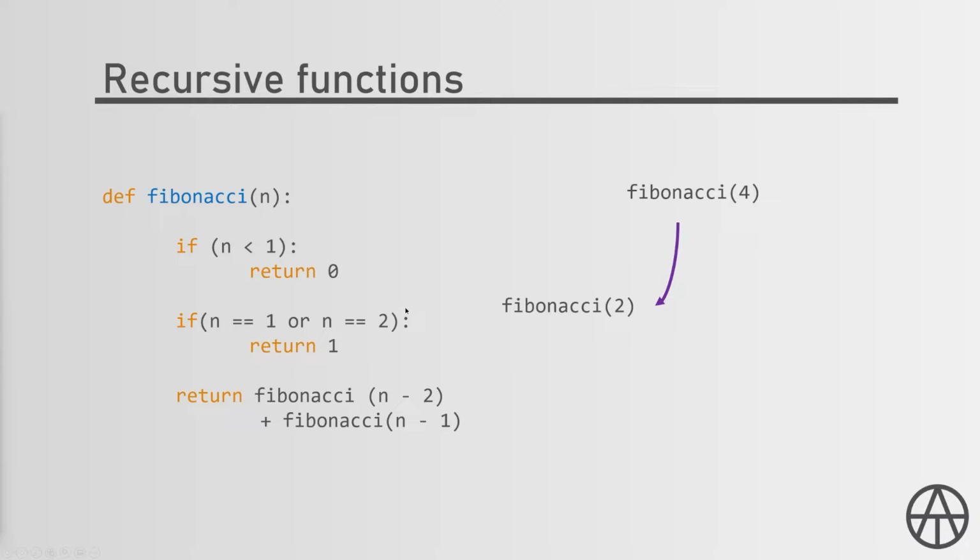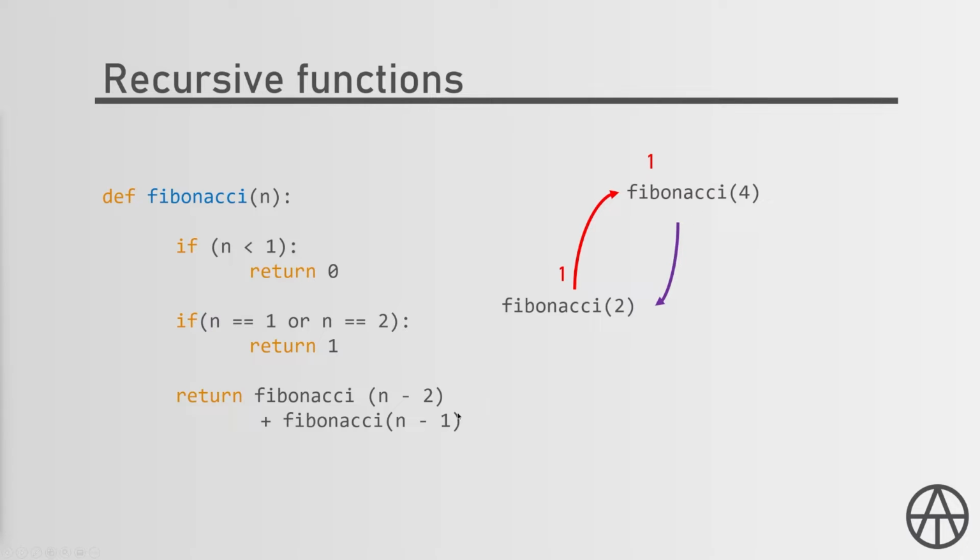For Fibonacci of 2, it'll say, is n smaller than 1? No. Is n equal to 1 or 2? Yes. n is 2, so it'll return a 1. Who will it be returned to? To whoever called it. Fibonacci of 4 was the one who called Fibonacci of 2, so it'll just return a 1 to Fibonacci of 4. And this one will be stored right here, let's say, exactly at this line right here.